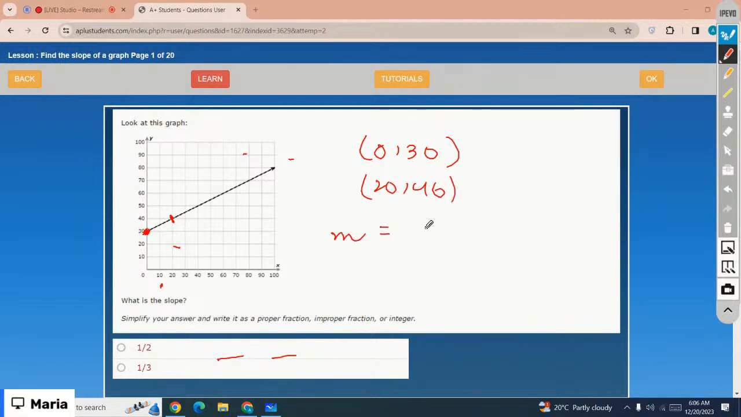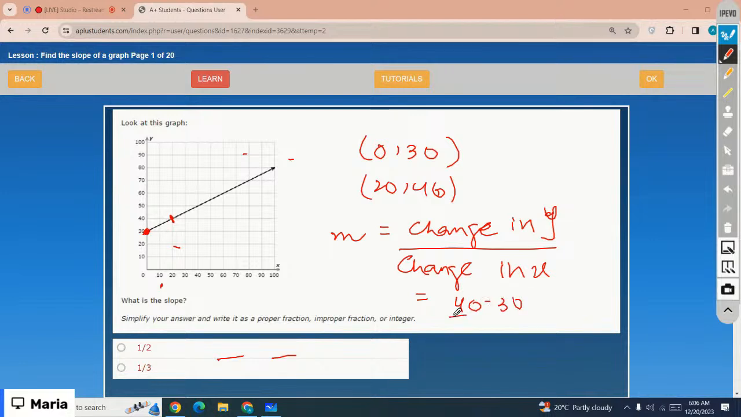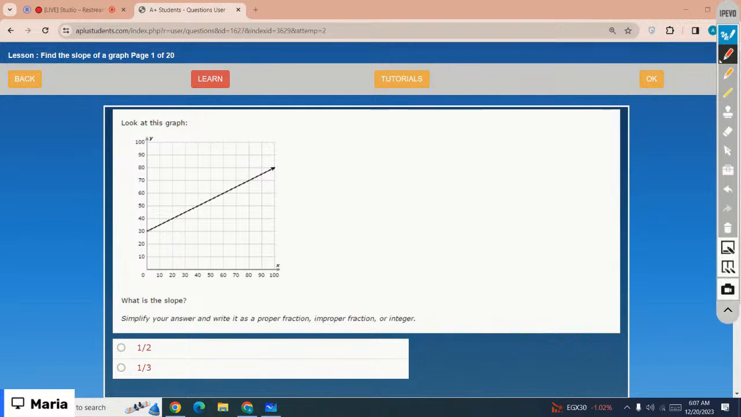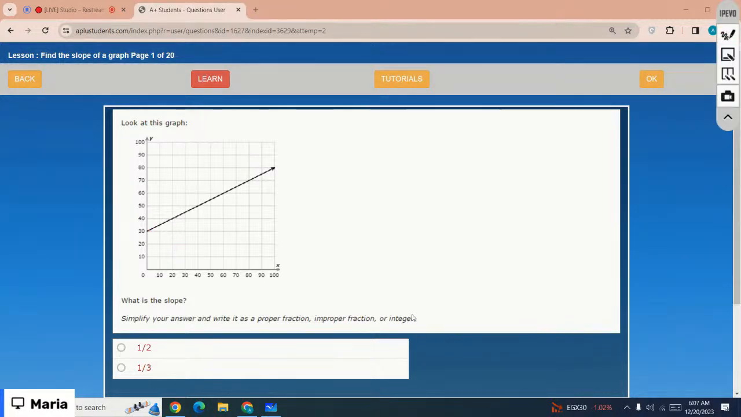The slope is m equals change in y divided by change in x. Just subtract the y values, 40 minus 30 divided by 20 minus 0. 40 minus 30 is 10 and 20 minus 0 is 20. That would be 10 over 20, and you can write it as 1 over 2. So the correct option is 1 over 2. Got it? That means the slope of this graph is 1 over 2.